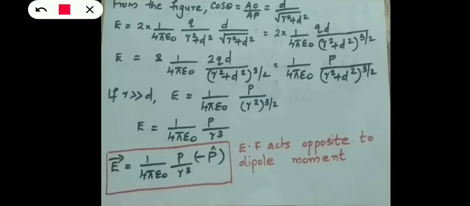Okay, so we can write in vector form, electric field intensity equal to 1 by 4 pi epsilon naught into p by r cube into minus p cap, where minus p cap indicates the direction of the electric field. The negative sign shows that the electric field intensity is opposite to the dipole moment.